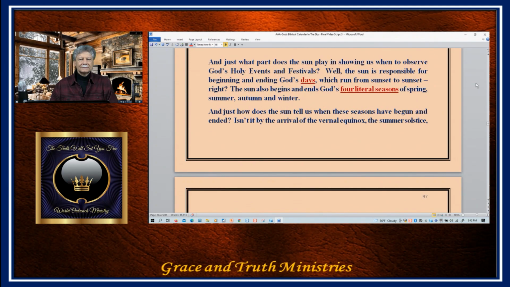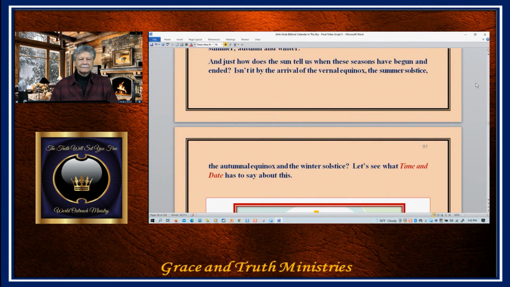And just what part does the sun play in showing us when to observe God's holy events and festivals? That's a legitimate question to ask. What's its part in all of this? Well, the sun is responsible for beginning and ending God's days, isn't it? Which we know run from sunset to sunset. The sun also begins and ends God's 4 literal seasons of spring, summer, autumn, and winter. And just how does the sun tell us when these seasons have begun and ended? Isn't it by the arrival of the Vernal Equinox, the summer solstice, the autumnal equinox, and the winter solstice?